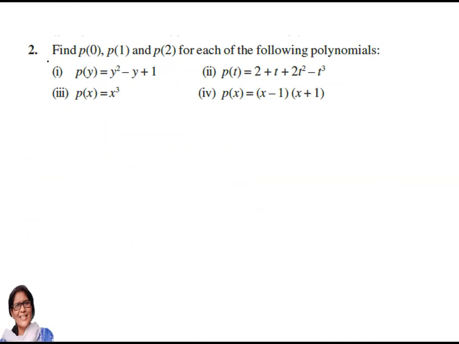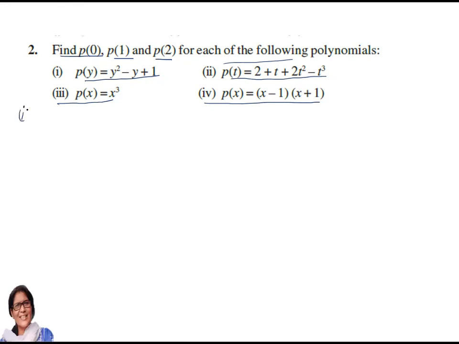Now question number 2. Find P0, P1, P2 for this polynomial. There are 4 parts. One is P(y) is equal to y square minus y plus 1. P(t) is equal to 2 plus t plus t square minus t cube. P(x) is this, P(x) is this. That means there are 4 parts. Again, there are subparts. First, in place of y, you will put 0. In place of y, you will put 1. In place of y, you will put 2. So let us do one by one.